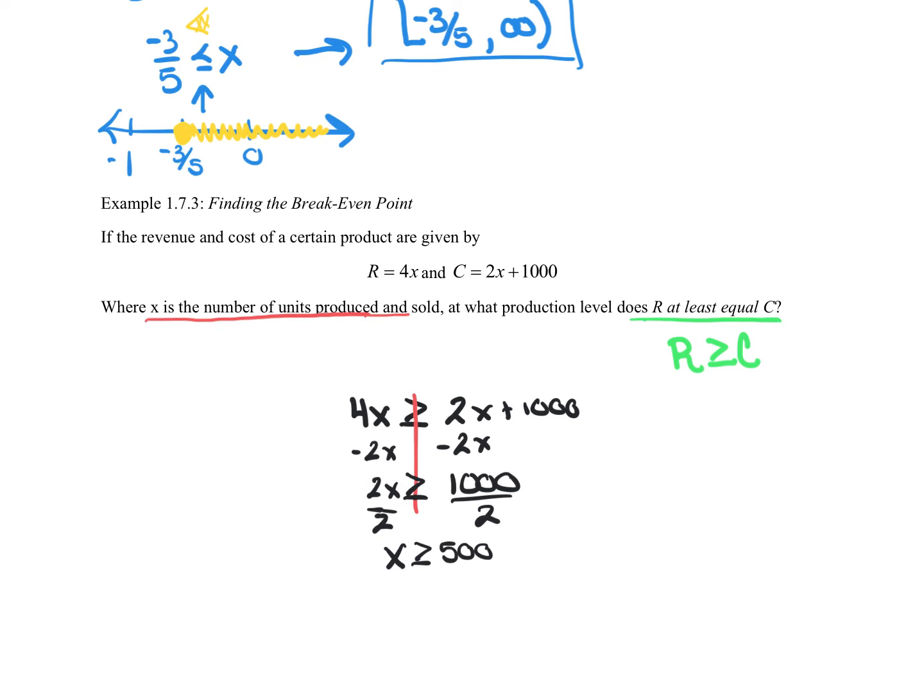So if I want to write that in interval notation, that's good habits. I need my smallest number, which is 500, and I can equal that. And as x gets bigger or approaches infinity with a parenthesis, then my revenue will continue to exceed my cost.